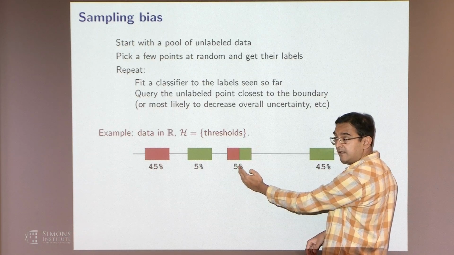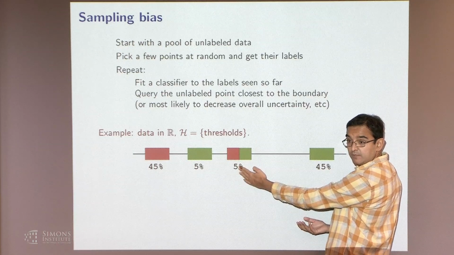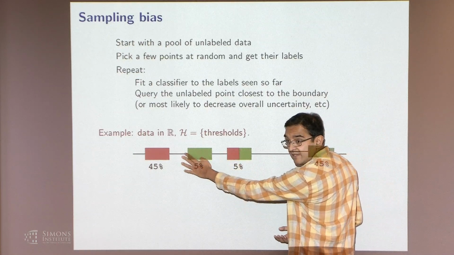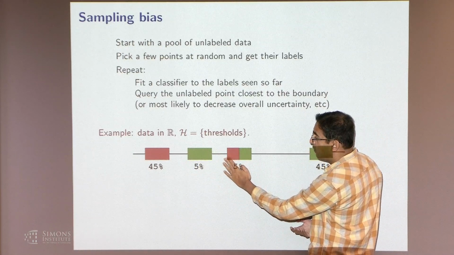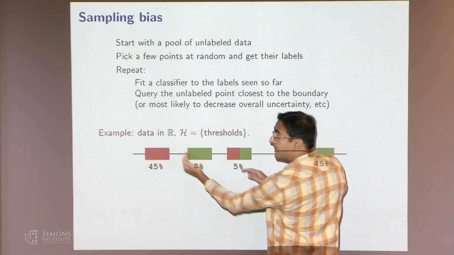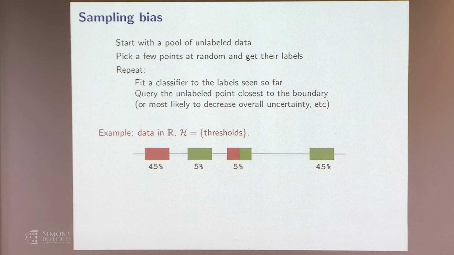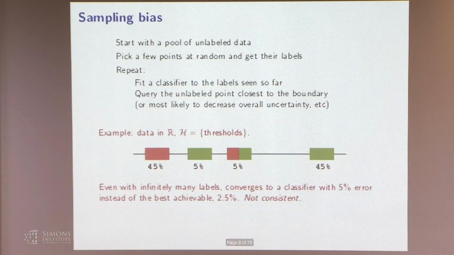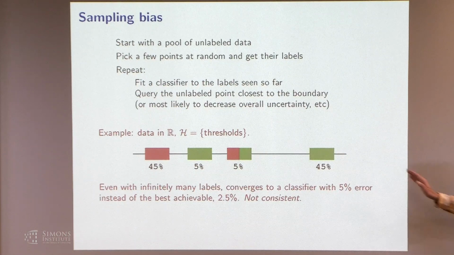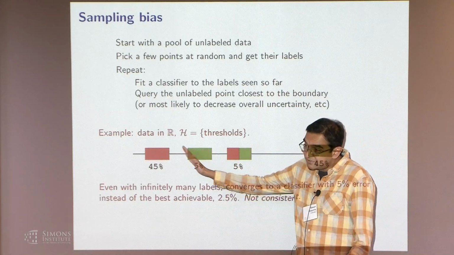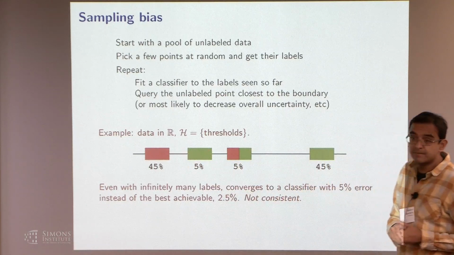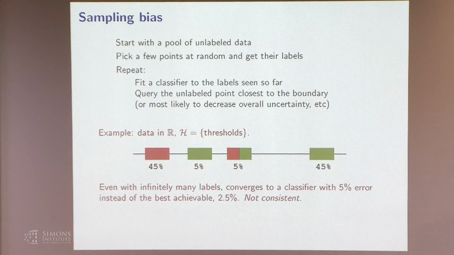Is this the optimal boundary? Well, let's see. This boundary has got a 5% error rate. Whereas this other boundary over here has only a 2.5% error rate. So this is a situation where it's not even statistically consistent. Even in the limit of having infinitely many labels, it converges to a bad solution.